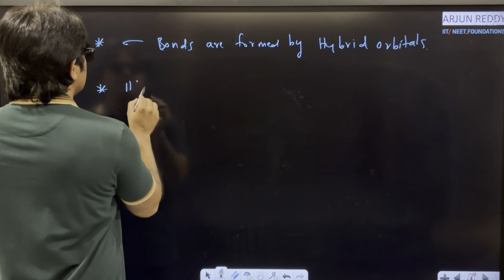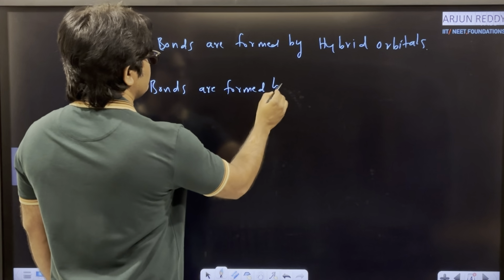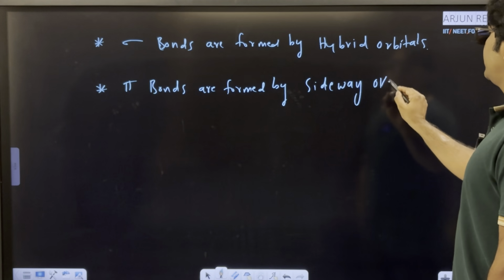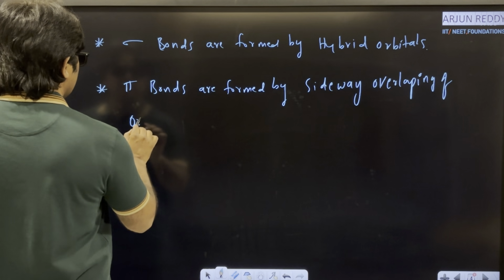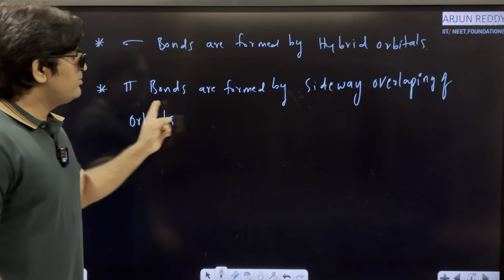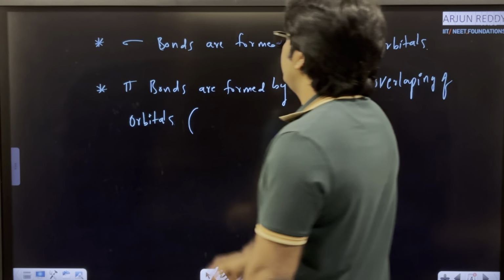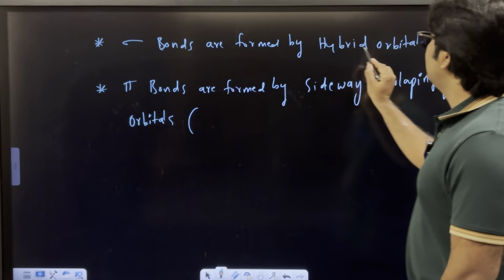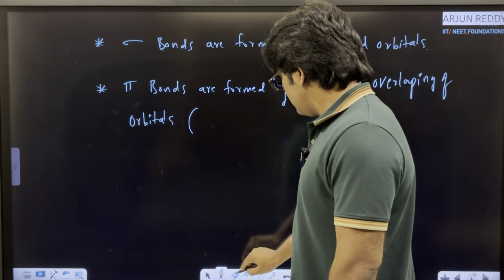Next one, pi bonds. Pi bonds are formed by side wave overlapping of orbitals. You remember this point. Sigma bonds are formed by hybrid orbitals, and pi bonds are formed by side wave overlapping of unhybridized orbitals. That is very, very important. Pi bonds are formed by side wave overlapping of orbitals.